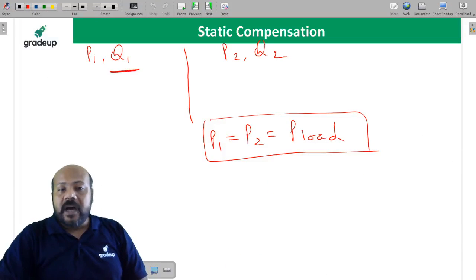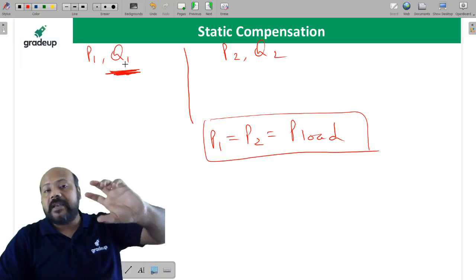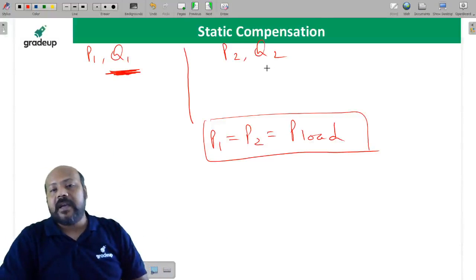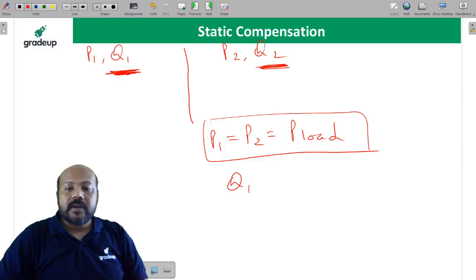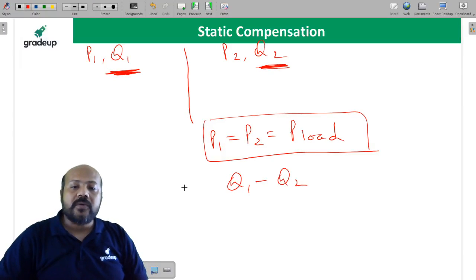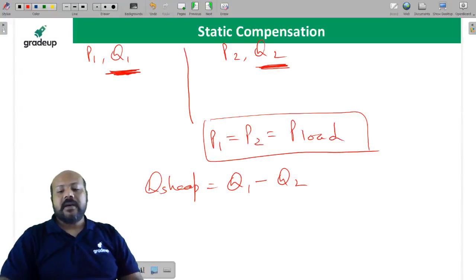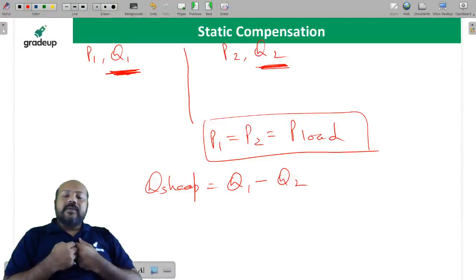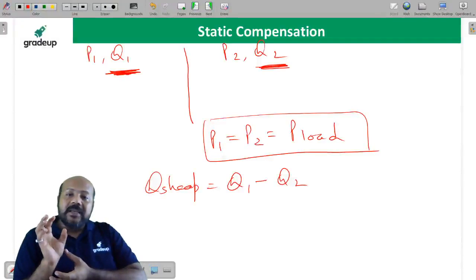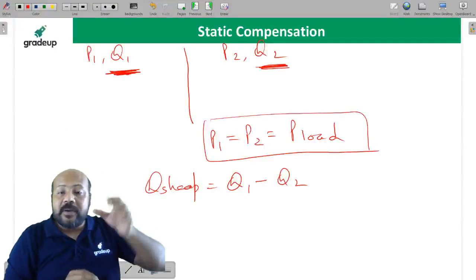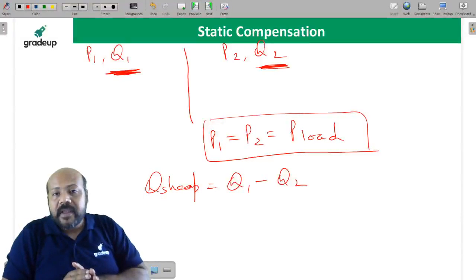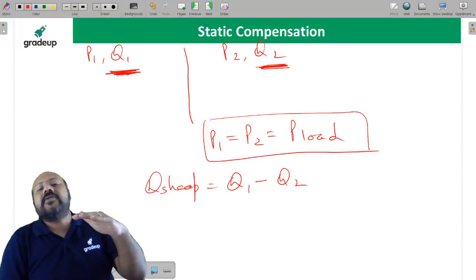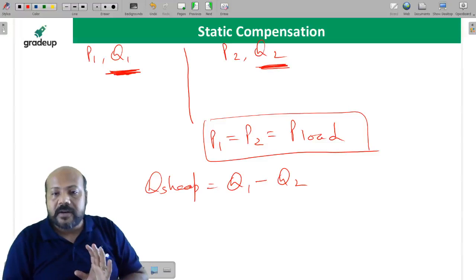Now, initially without compensation, Q1 reactive power was supplied by the sending end. Now it is supplying Q2. So can I write Q1 minus Q2 is equal to Q shunt capacitor? I can write this thing or not? Because shunt capacitor is supplying some reactive power to the system. It means the burden of reactive power on the sending end is reduced. Initially it was Q1, now it is Q2. Are you getting this idea or not?